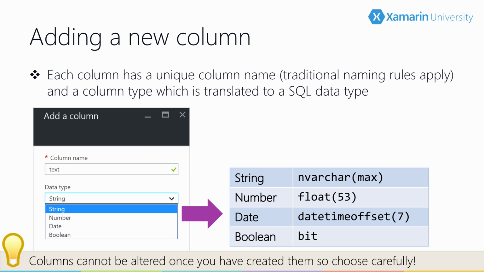Make sure you name the column and choose the type carefully. The portal does not allow you to change the column definition once you click that OK button. It should technically be possible to connect to the underlying SQL database and alter the column, but you can't alter the name or the type of the column through the Azure portal.